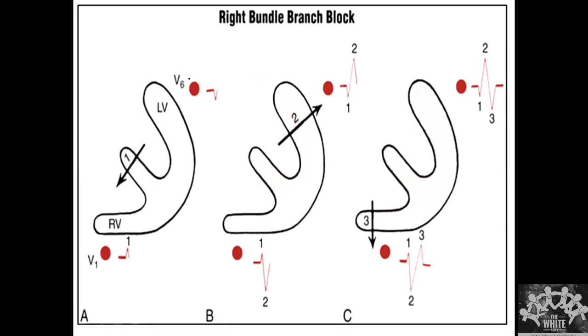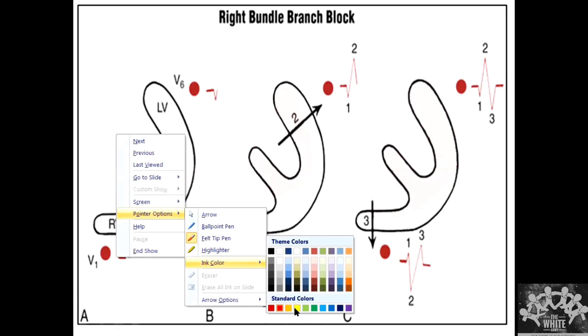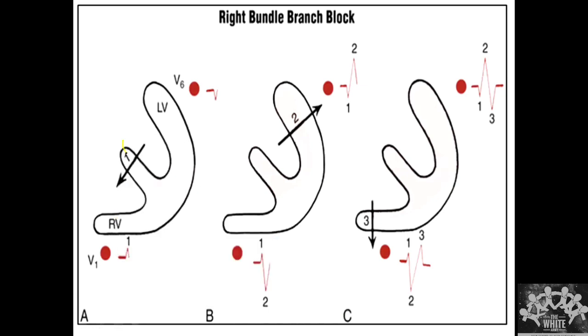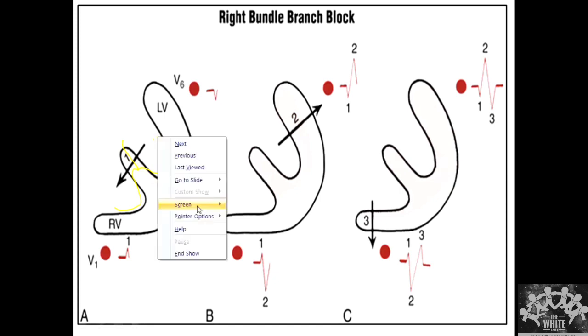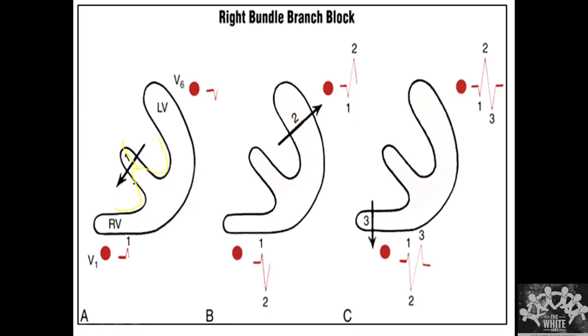So what is going to happen? Imagine this is my bundle branch, just dividing into a right bundle and a left bundle. Now there is a block here. If you remember this, it becomes easier.